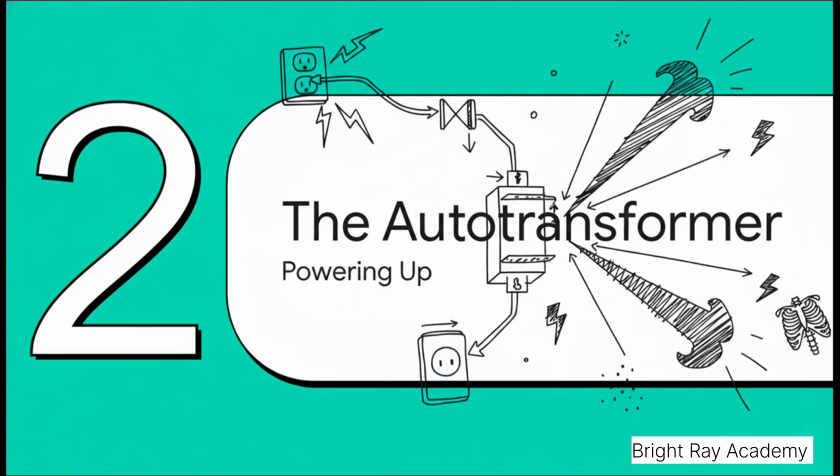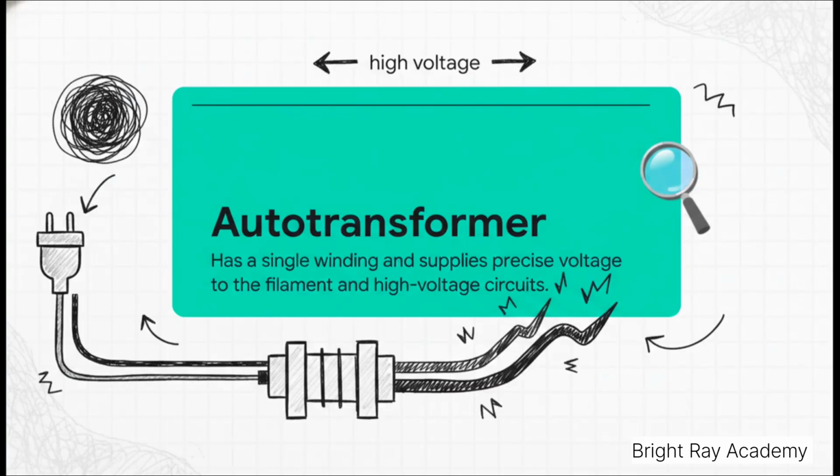Moving on to Section 2, powering up, the Autotransformer. Okay, so the power supplied to your imaging system gets delivered first to the Autotransformer. Now, unlike conventional transformers that have two separate coils of wire, the Autotransformer is actually really unique. It has only a single winding of wire and just one core. It works on the principle of electromagnetic self-induction. And you might be wondering, why do we use it?